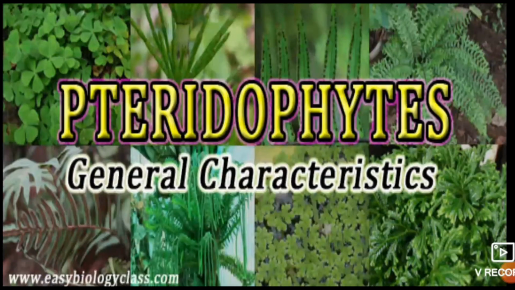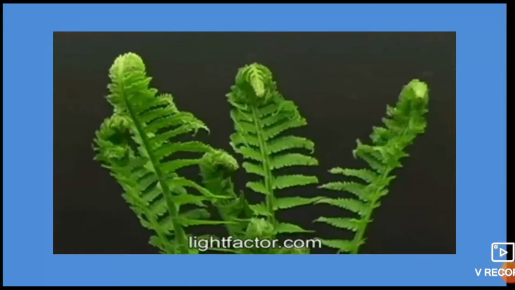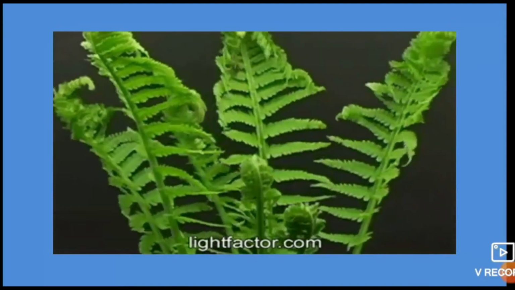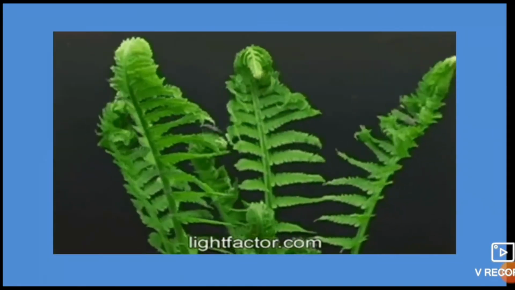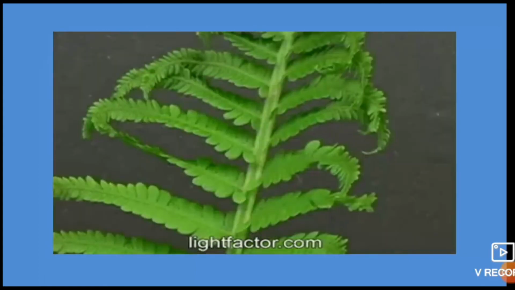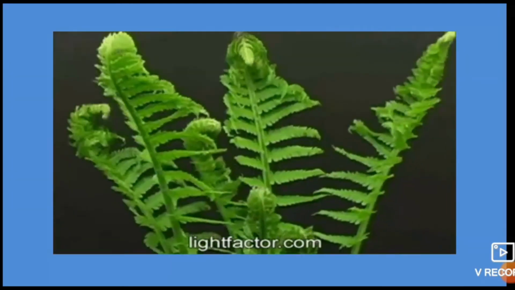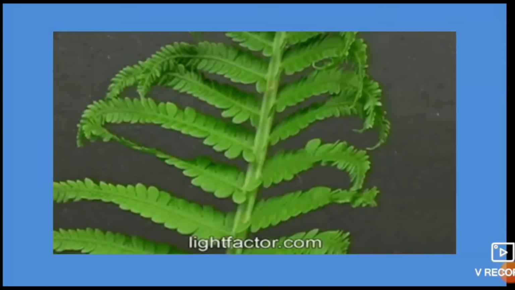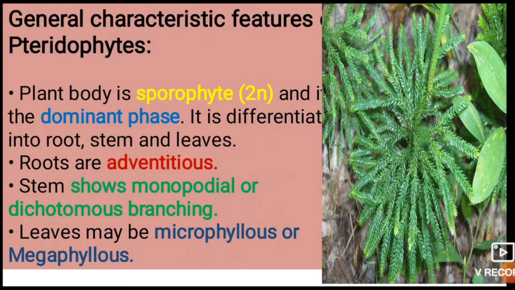Now we will learn the title: general characteristic features of Pteridophytes. One of the specialized characters of Pteridophytes is the leaf. A leaf bearing spores is called a sporophyll. This is a very important specialized character. Leaves are further classified into two, microphyllous and megaphyllous. Phyll refers to leaf. Micro means small size, mega means large size. They are based on leaf size.